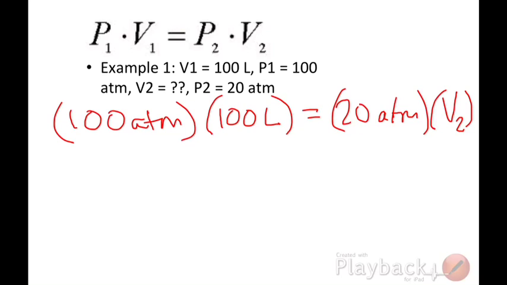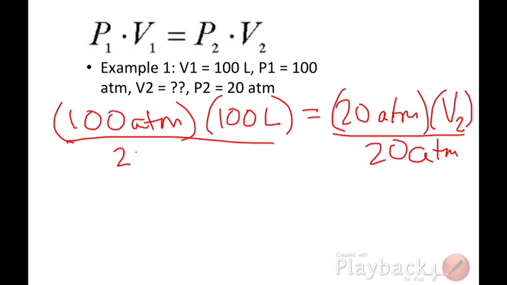To solve for this, we want to get our unknown, which in this case is volume 2, by itself, because we have 20 atmospheres stuck to it. Our pressure 2 is stuck to it by multiplication. We do the opposite of that to start to get volume 2 by itself. So we're going to divide by 20 atmospheres on both sides, because we always do all of our algebra the same on both sides of the equal sign. So that crosses out there.